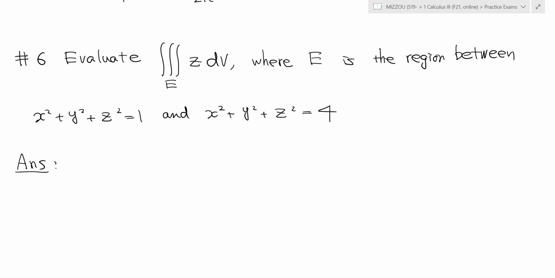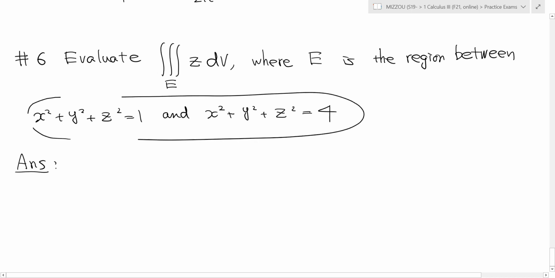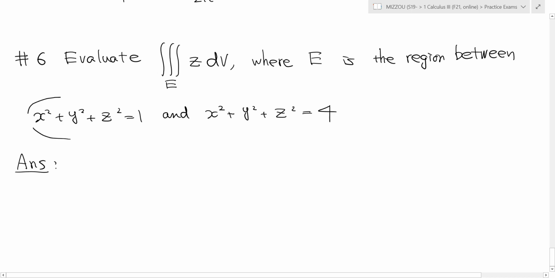Number 6, evaluate this triple integral where E is the region between those two spheres. It's a region sandwiched by those two spheres, a sphere with radius 1 and a sphere with radius 2. Okay, so it's a typical exercise for triple integral using spherical coordinates.